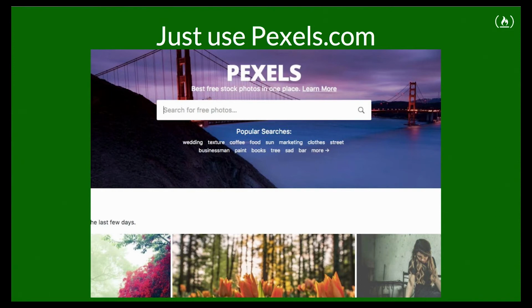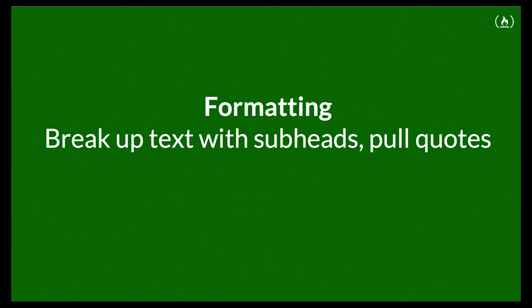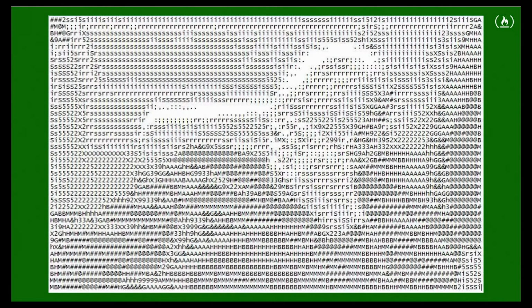a number of platforms. So in terms of formatting, you need to be sure that you don't get the Picardian wall of text, right?